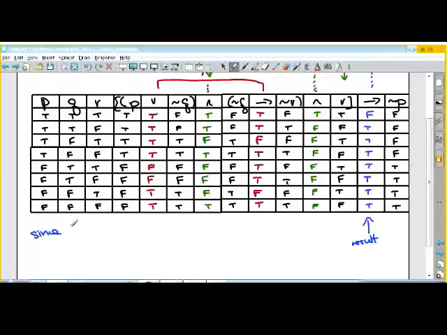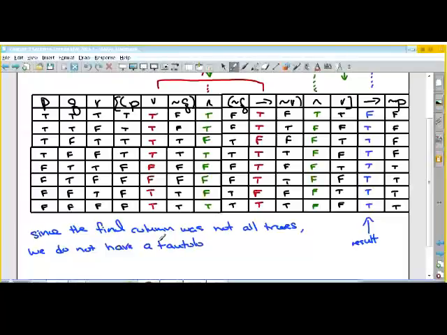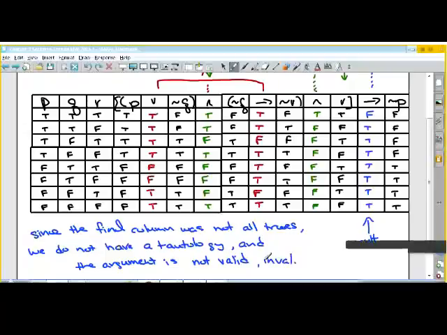And what we can say is, since the final column was not all trues, we do not have a tautology, and the argument is not valid, or invalid, or a fallacy. So those are all words we can use here.